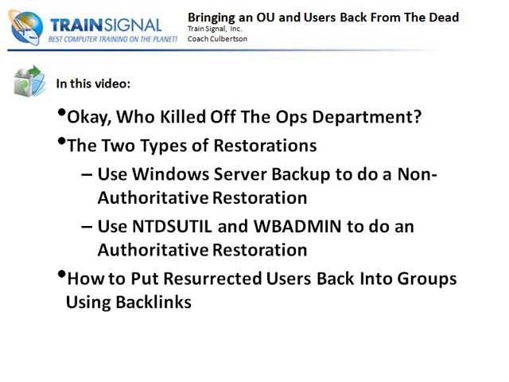Then I'm going to talk to you about the two types of restorations. We're going to start off by talking about Windows Server Backup to do what we call a non-authoritative restoration. We'll talk about what that means. And then we'll also talk about how to use NTDS Util and WBadmin to do an authoritative restoration. Now, obviously, using Windows Server Backup is going to be a little faster and simpler, but not as comprehensive. Whereas the NTDS Util and WBadmin combination is going to take just a little bit more time, but quite frankly, it's not that hard, okay?